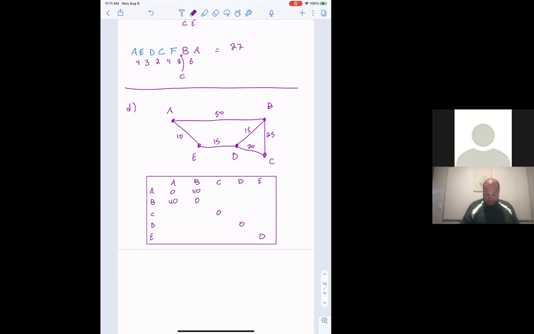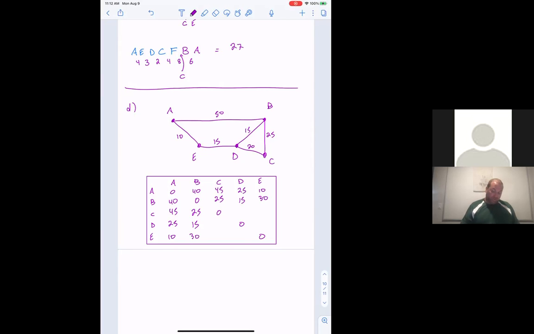10, 15, 15. A to C, if I go that way, it's 75. If I go 10, 25, 45, it looks like. A to D is certainly 25. And A to E is definitely 10. B to C is 25. B to D is clearly 15. B to E is 30.